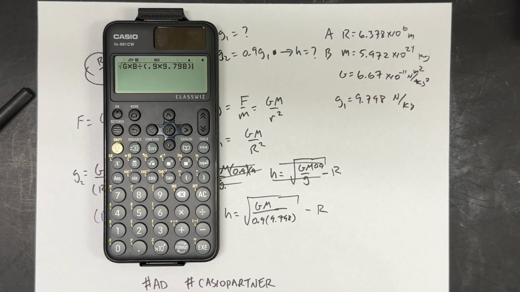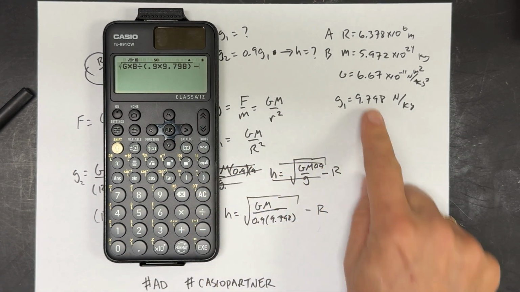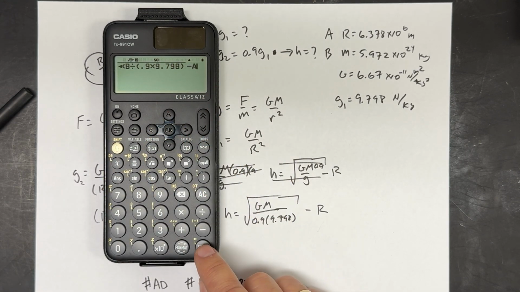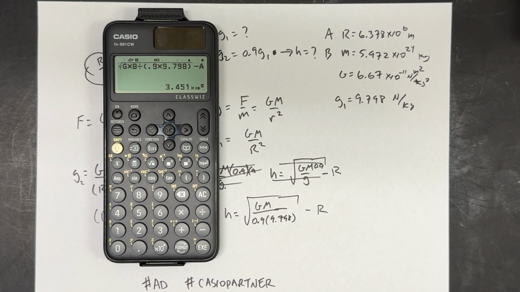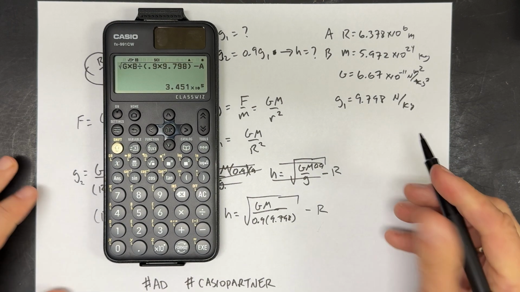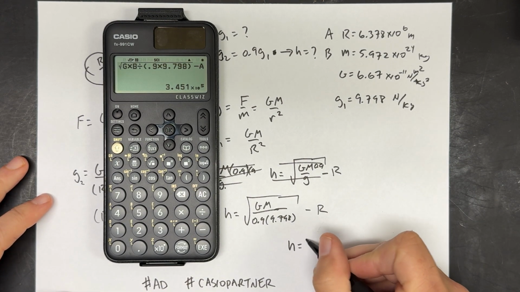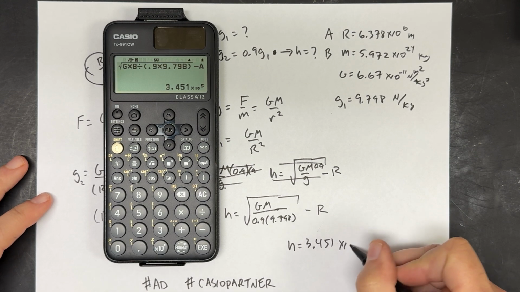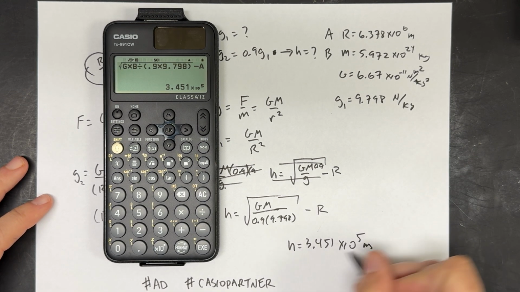I can get out of the square root, because that is not in the square root, by just arrow. Now you see I'm out. Minus R, which is A. So shift A, execute. And I get h is 3.451 times 10 to the 5th meters.